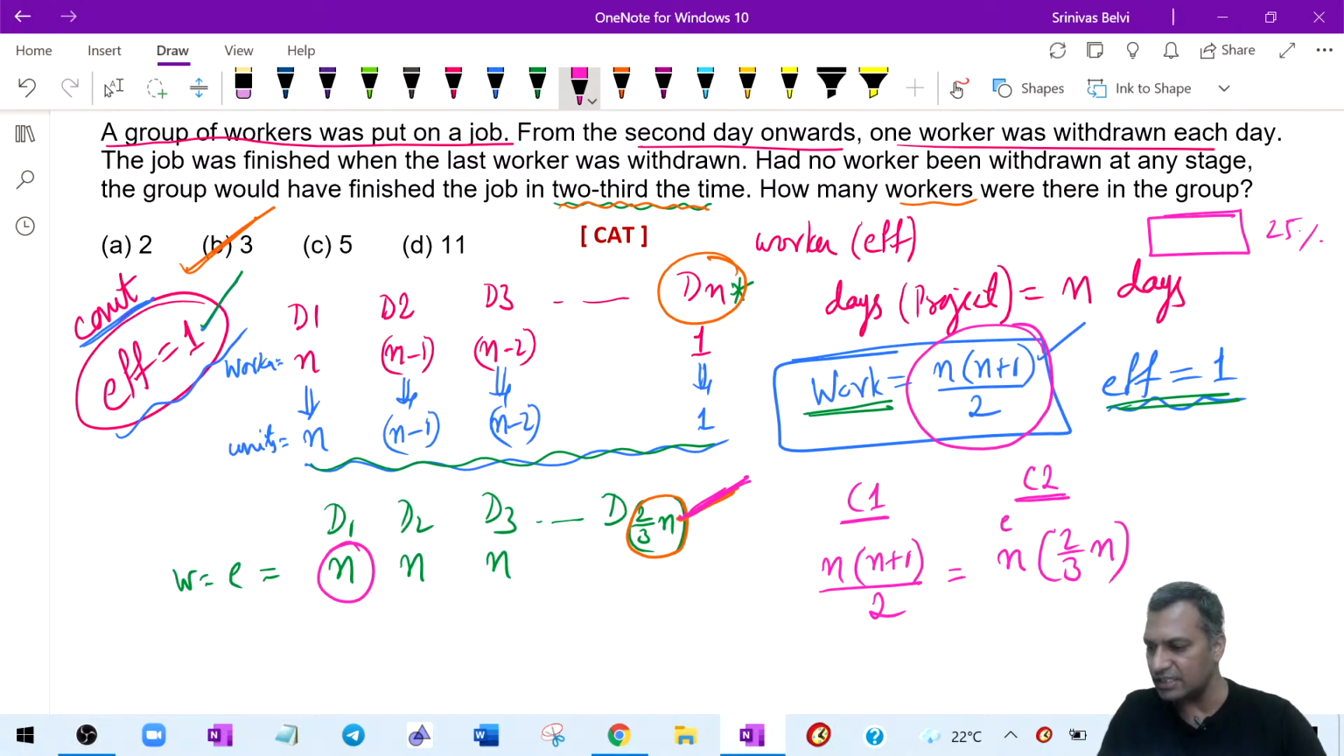This is the efficiency. That is the units per day by all the group of people. What is this 2 by 3n? This 2 by 3n is nothing but the number of days. Fair enough. This is what is happening.